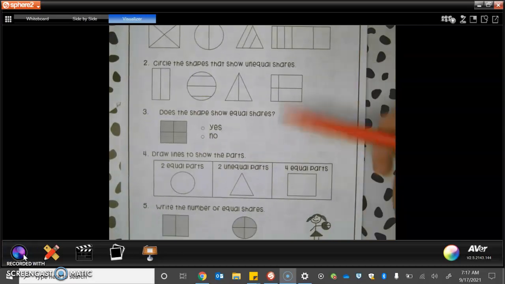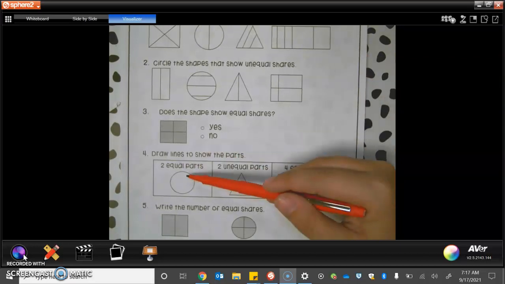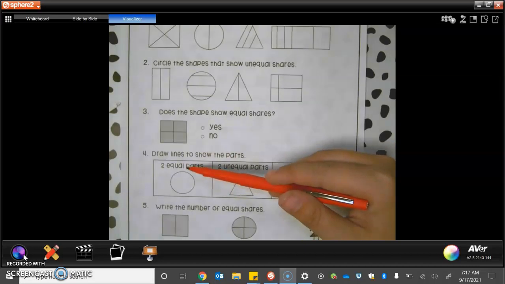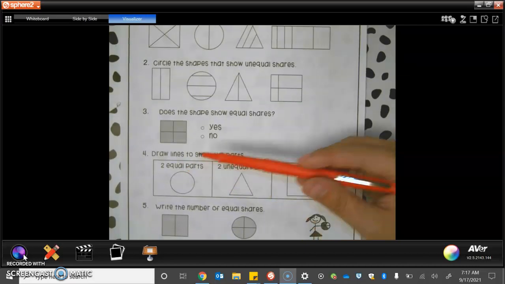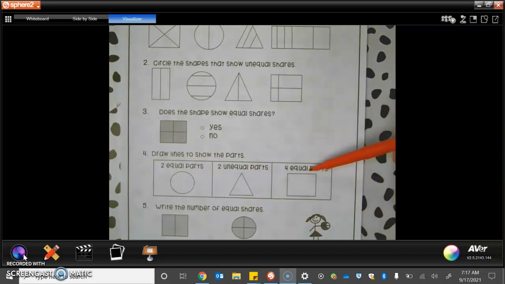Number 4, draw lines to show the parts. You need to draw a line to show 2 equal parts, 2 unequal parts, so 2 parts that are not the same, and 4 equal parts.